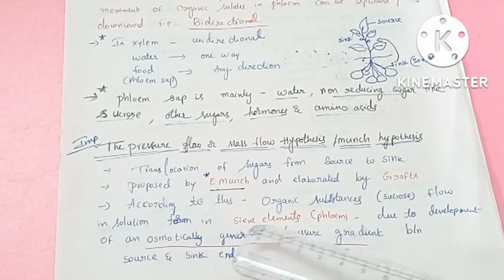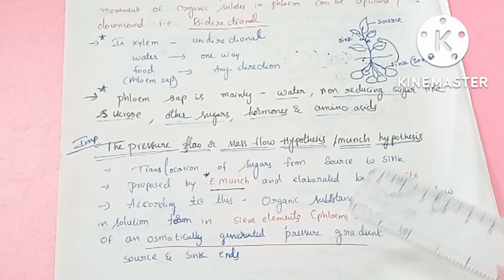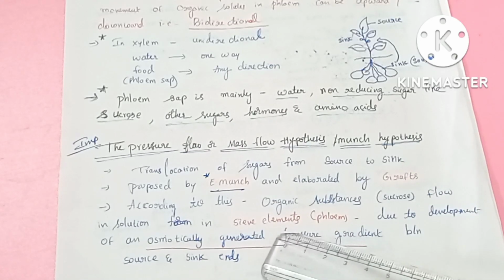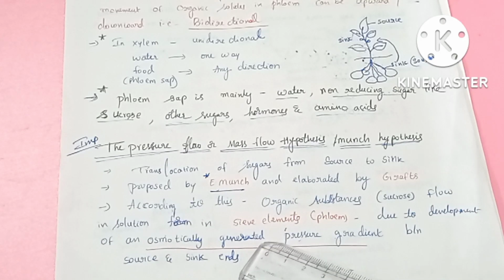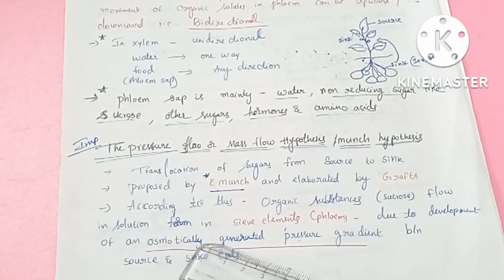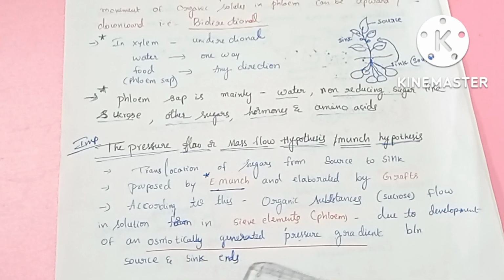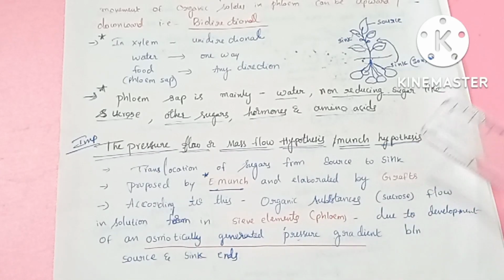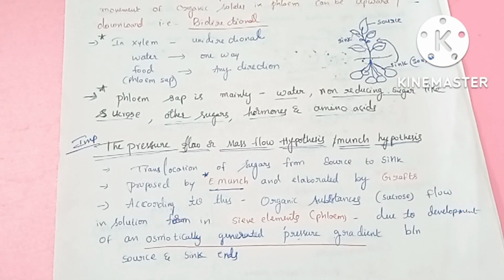According to Munch, the organic substances in the form of sucrose flow in the form of a solution through sieve tube elements, that is in the phloem. They consist of living sieve tube elements, right? Within the sieve tube elements, the sucrose will travel in the form of a solution, and from the source to sink they travel by an osmotically generated pressure gradient. Depending upon this pressure gradient, from the source to sink the solution, the phloem sap, will travel.